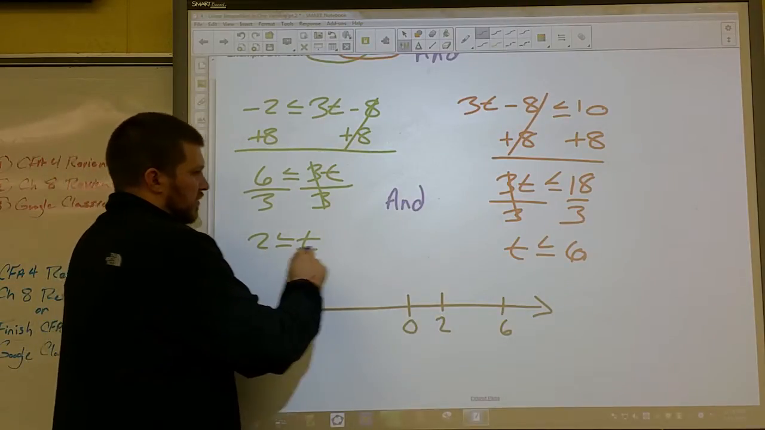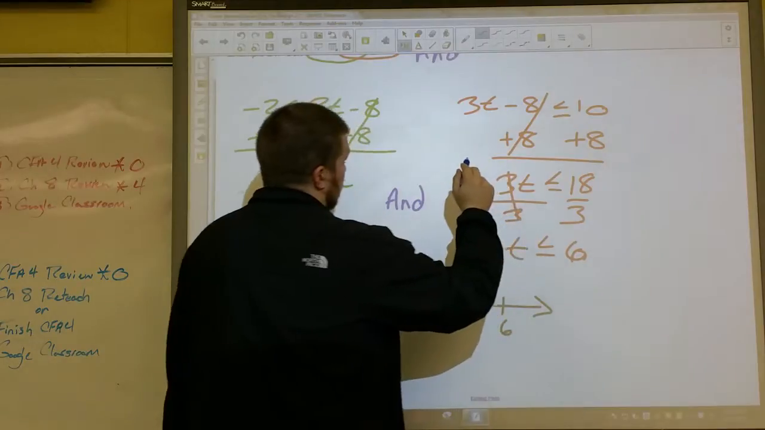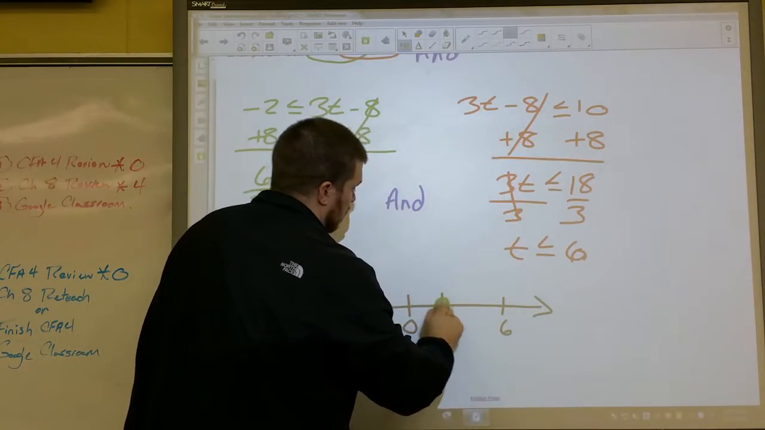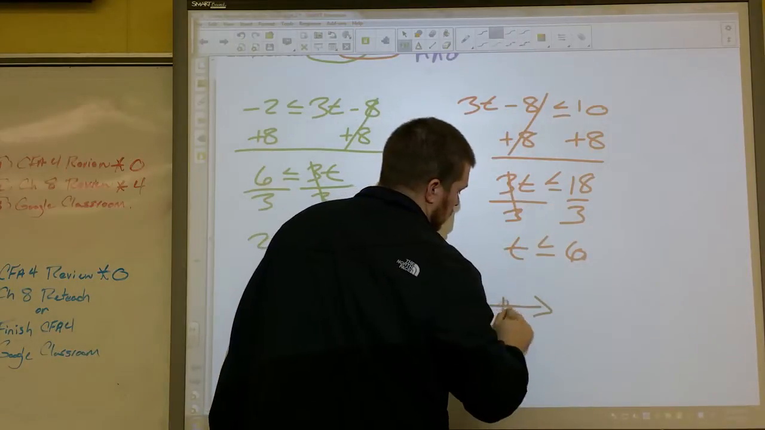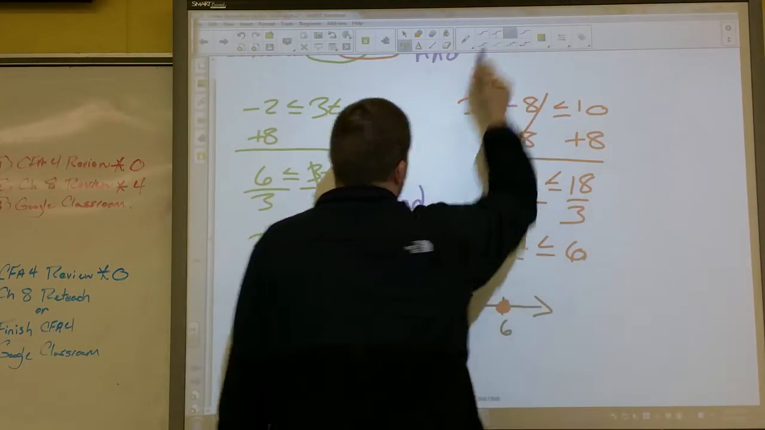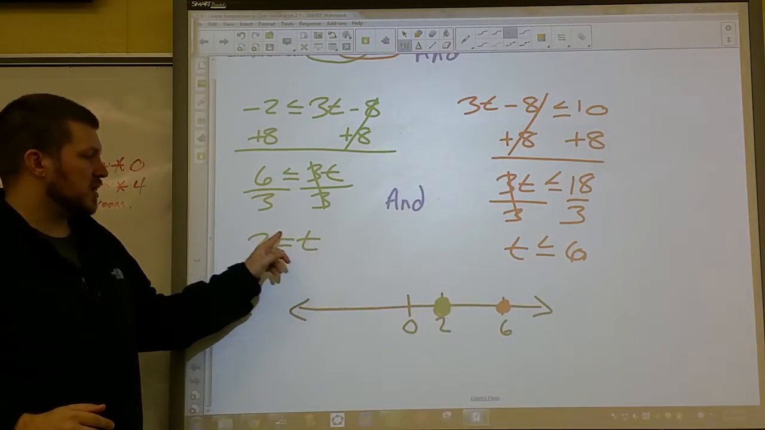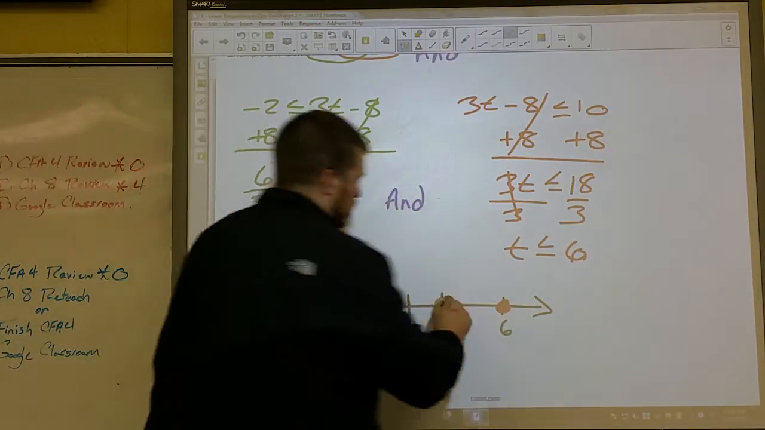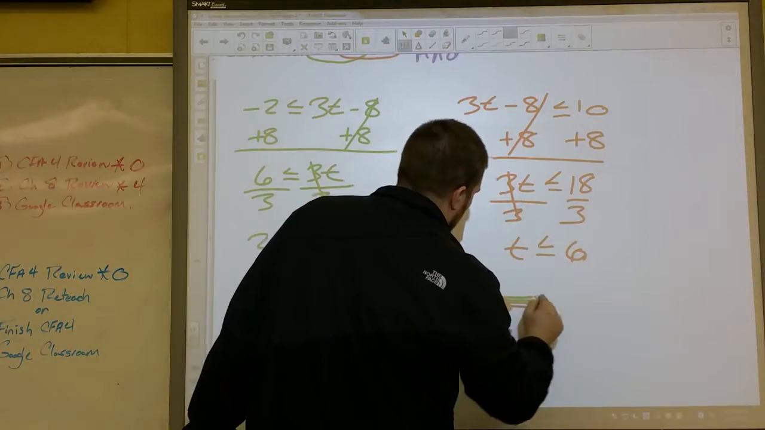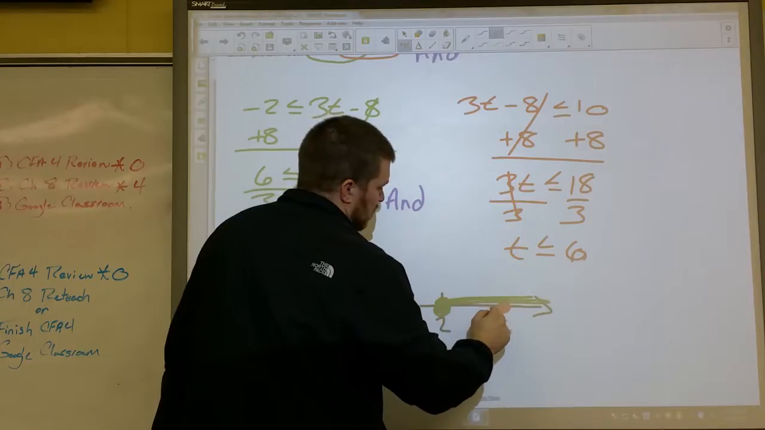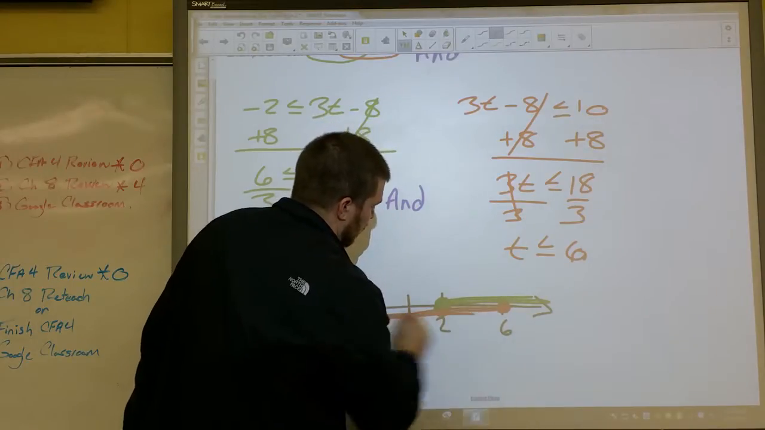I know for each of these inequalities, I see a line under it, so I'm going to need a closed circle for each one. And now I want to shade for each one. I'm going to shade for green. We always start by reading from the variable side first, so t is greater than or equal to 2, so I'm going to shade to the right for the green. Now for the red, t is less than or equal to 6, so I'm going to shade to the left.